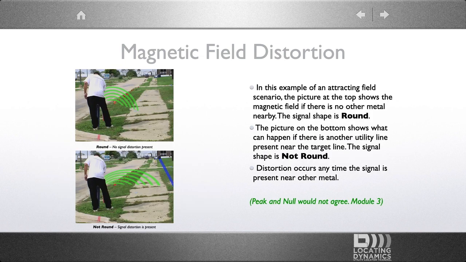In this example of an attracting field scenario, the picture at the top shows the magnetic field if there is no other metallic utilities nearby. The signal shape would be round. The picture on the bottom shows what can happen if there is another utility line present near the target line. The signal shape would be not round. Distortion occurs anytime the signal is present near other metal. In either of these scenarios, peak and null would not agree. We will discuss peak and null in Module 3.